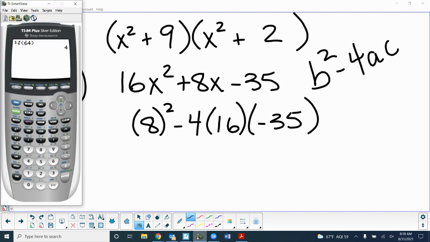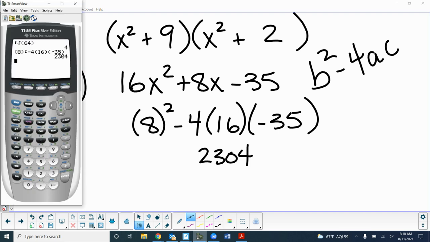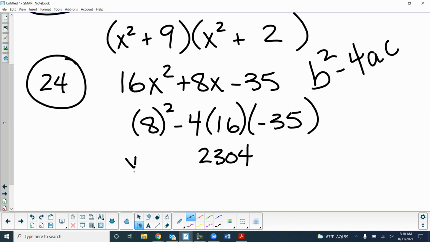Okay? So putting that in my calculator, 8 squared minus 4 times 16 times negative 35, 2304. Okay? So if you're not sure, just do this. Second, squared for square root, second answer for the 2304, 48. So that is a perfect square. So we would say yes, it is factorable. Okay?